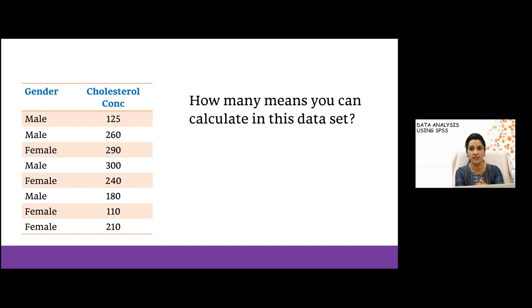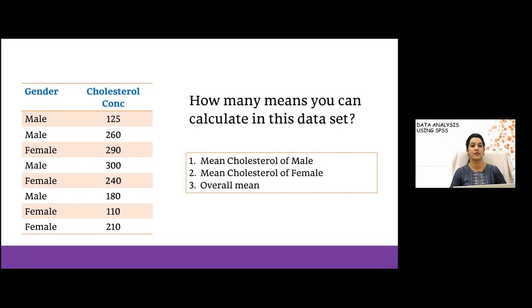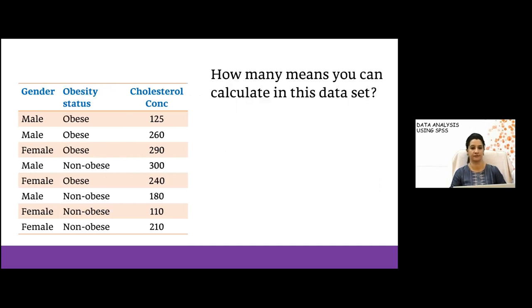So yes, Neeraj is right. It will be 3, because there will be male, there will be female, and then there will be overall. So don't forget overall, which we saw in the first slide. Remember, we started our presentation with the overall mean. So that overall mean is important. So you should calculate 3 means here: 1 male, 1 female, and 1 overall.